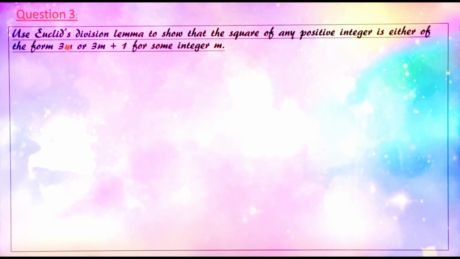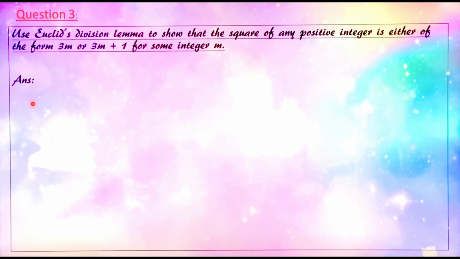Use Euclid's division lemma to show that the square of any positive integer is either of the form 3m or 3m plus 1 for some integer m. In this question, we have to prove that the square of a positive integer is either of the form 3m or 3m plus 1. In order to apply Euclid's lemma, consider a variable other than m which is given in the question. Let us take q to write this lemma.